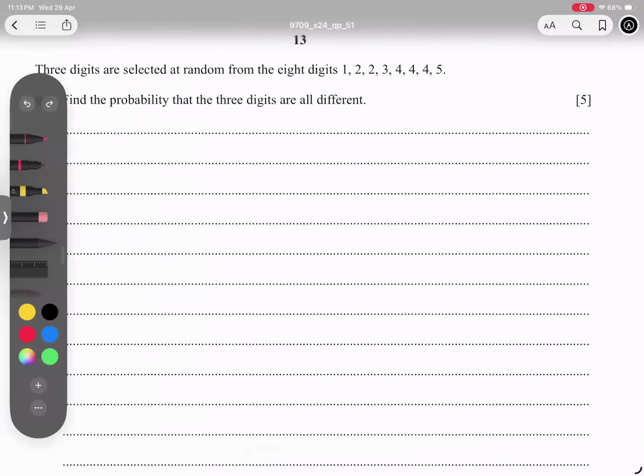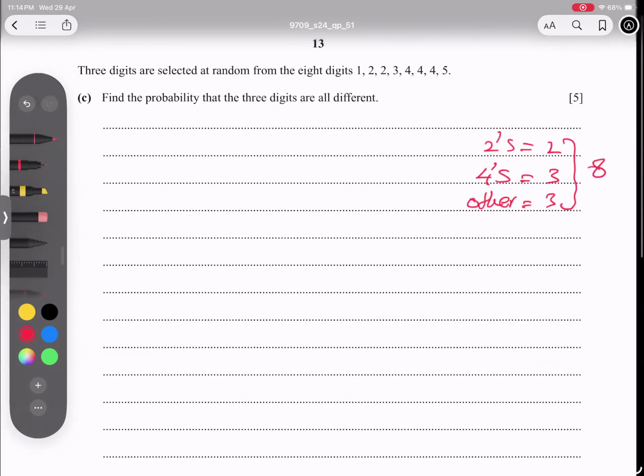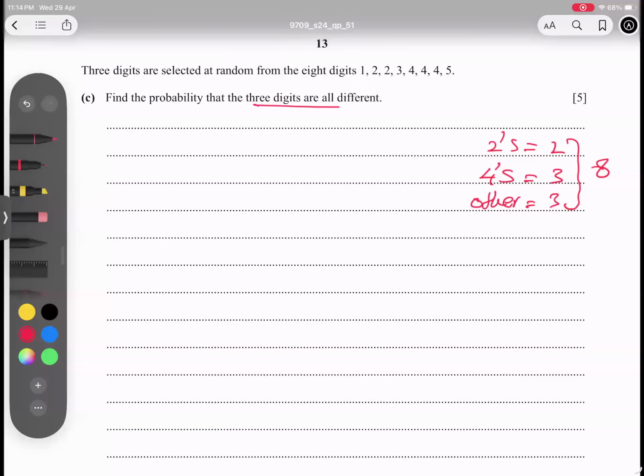Okay, now student, let's try to do it. What is the condition we have? Find the probability that 3 digits are different. It means all are not the same. It means naturally there are 2 twos and 3 fours, and other 3 numbers are totally different from each other. So I'm saying here 2s, 4s, and others.